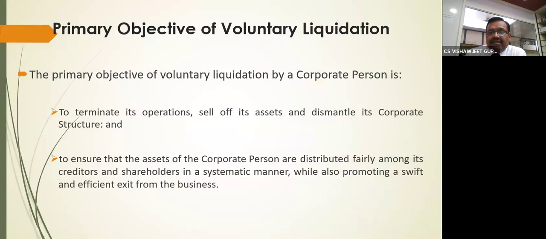The primary objective of the voluntary winding up is to terminate its operations, sell off its assets, and dismantle its corporate structure. This is the primary objective of the voluntary liquidation: that all the operations be terminated, all the assets be sold off and the corporate structure be dismantled, meaning the corporate person is dissolved from the Ministry side. So the aim is to ensure that the assets of the corporate person are distributed fairly among its creditors and shareholders in a systematic manner, while also promoting a swift and efficient exit from the business. So this is the primary objective of the voluntary liquidation.